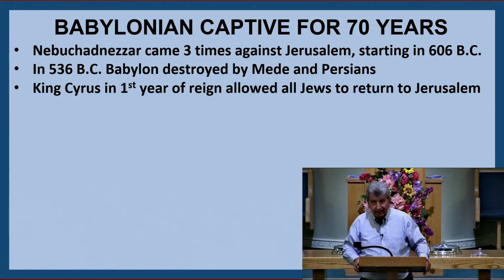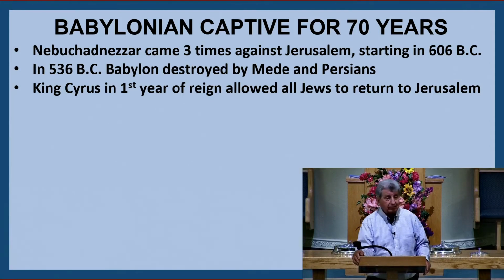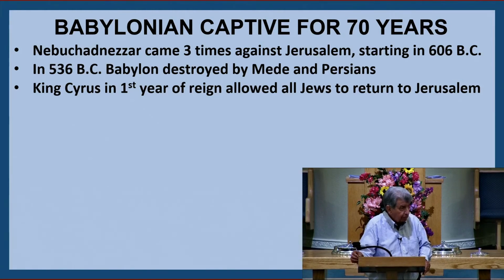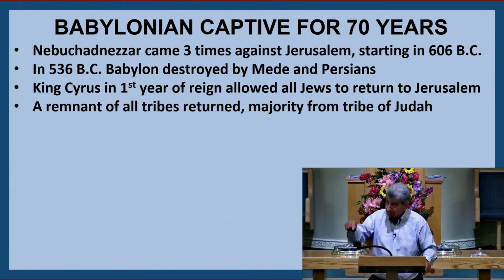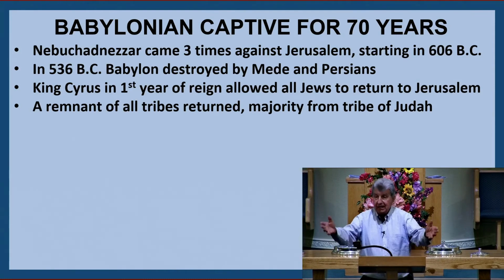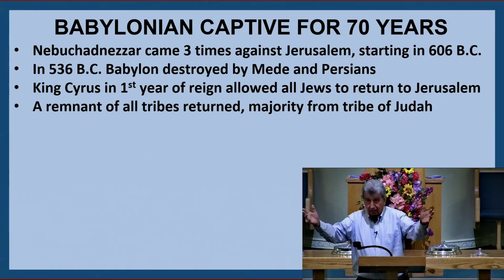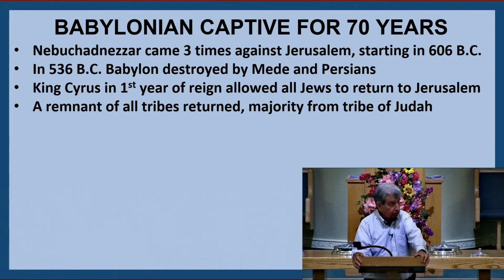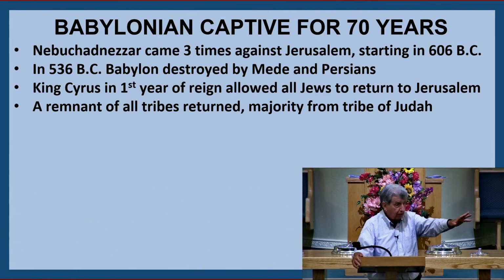But evidently, some from each of the tribes returned. How do we know that? Because when they came back, they offered sin offerings and reestablished the worship. They offered sin offerings for all 12 tribes. And so here's the decree that goes out.